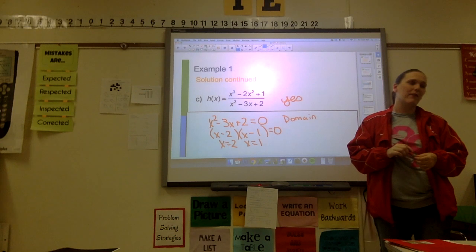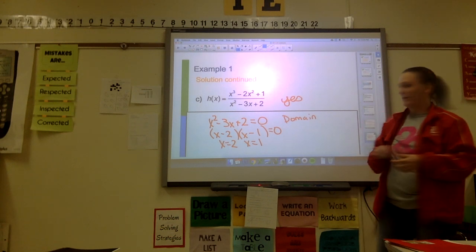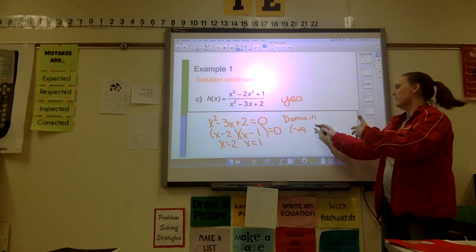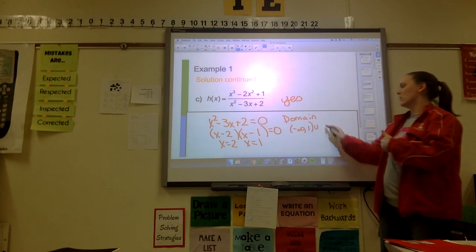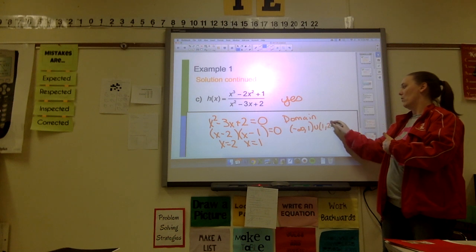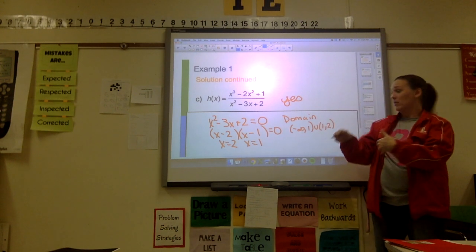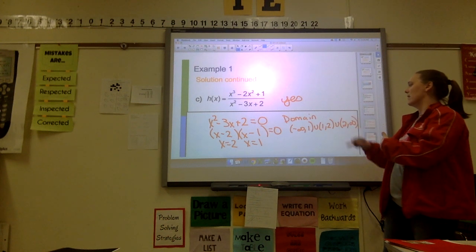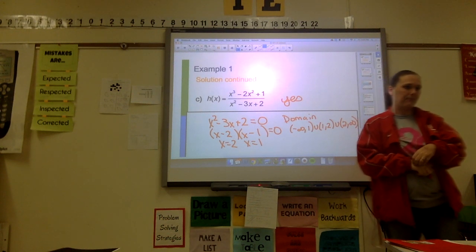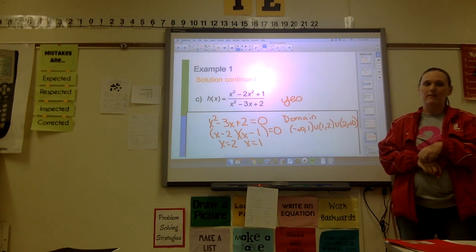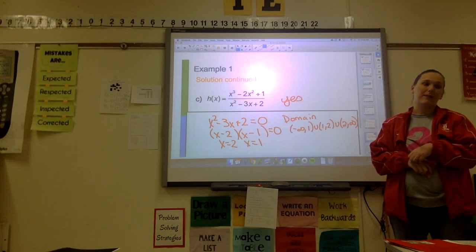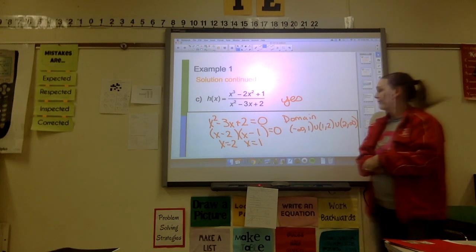What if I told you you had to write it in interval notation? Negative infinity to 1, or 1 to 2, or 2 to infinity. It is because it could be 1.5, but it can't be, though. It's between. Okay. Questions?